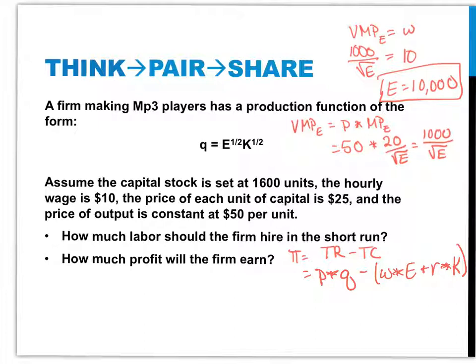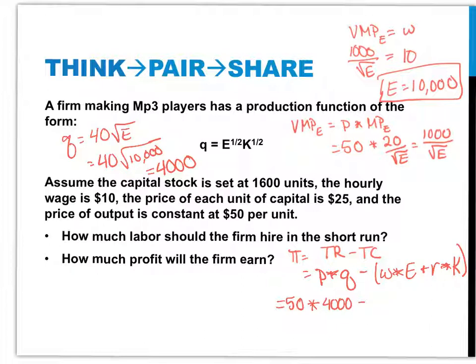So really we have all the information we need except for quantity, and we know that quantity is equal to 40 times the square root of E, or E to the 1/2. And so if we're hiring 10,000 hours of labor, then the quantity is going to be 4,000. So we get a price of 50 times 4,000 minus that wage rate of 10 times 10,000 plus the rental rate of capital, which is 25, times the 1,600 units of capital that are being used. And so we should get profits of $60,000.